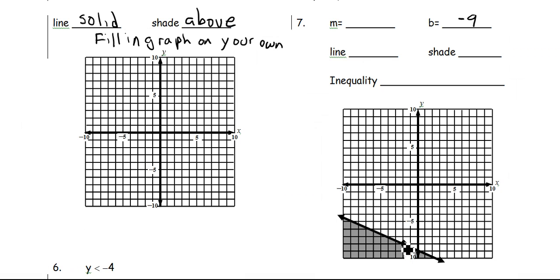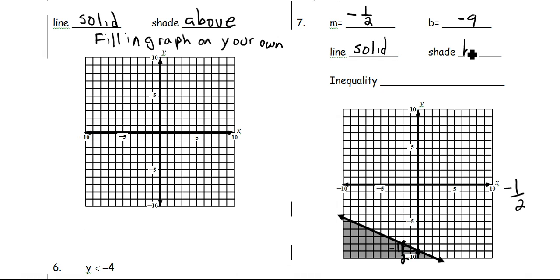Now I can tell by looking at this, as it starts from left to right, it's going down, so my slope will be negative. And I see it goes down 1, so that's -1, and over 2. So that would be -1 over 2. I already know that my slope is negative, so 1 over 2. Now let's look at the line. The line is solid, and it's shaded below.